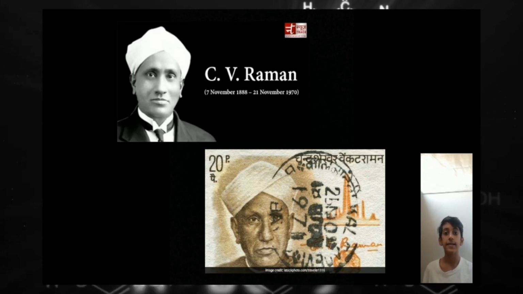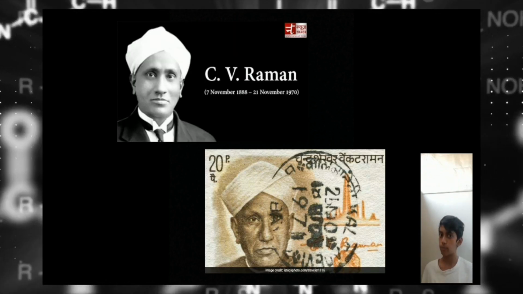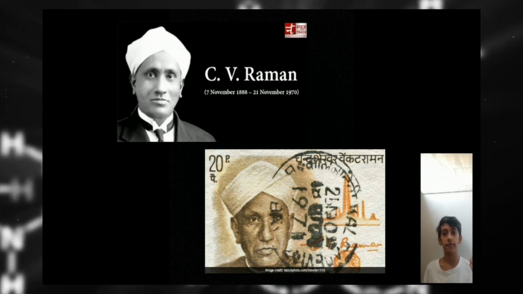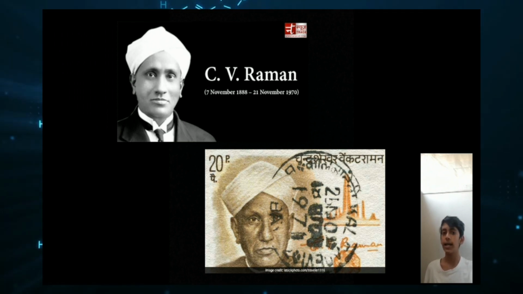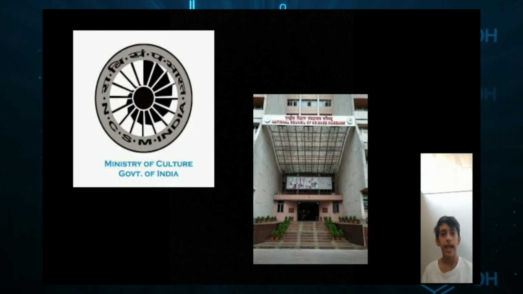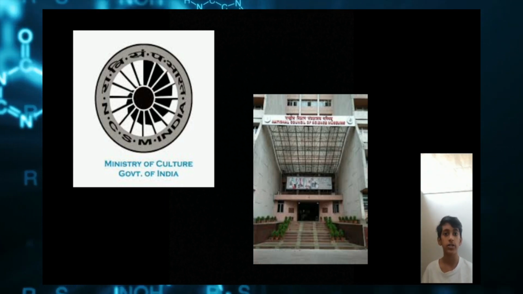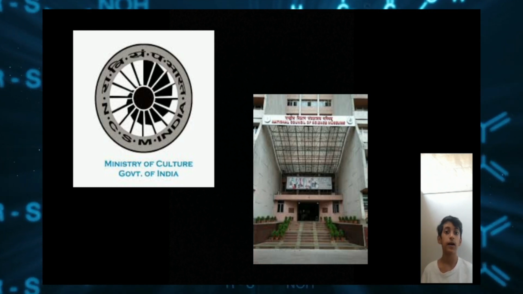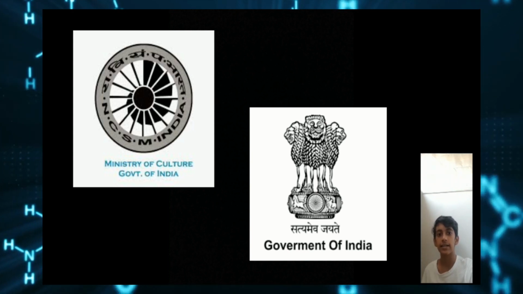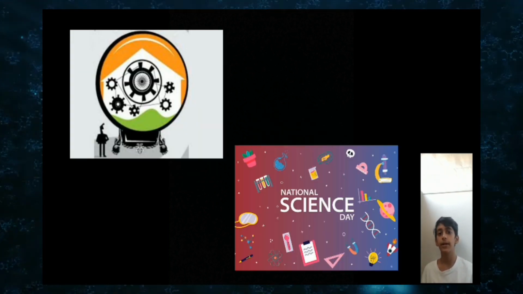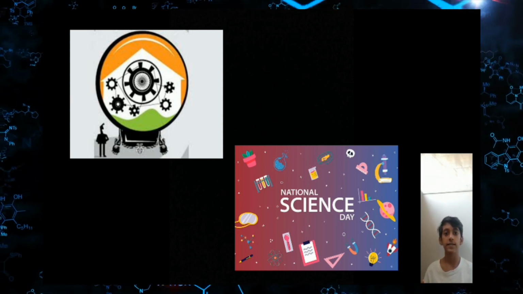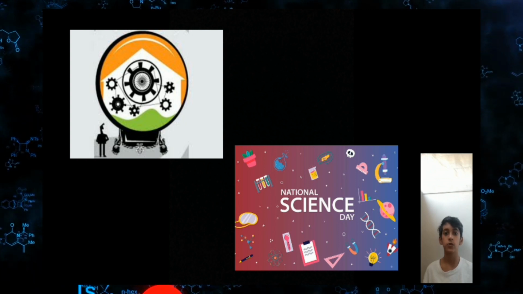National Science Day is celebrated in India on 28th February each year to mark the discovery of the Raman effect by the Indian physicist Sir C.V. Raman on 28th February 1928. In 1986, the National Council for Science and Technology Communication (NCSTC) asked the government of India to designate 28th February as National Science Day. The event is now celebrated all over India in schools, colleges, universities and other academic institutions.